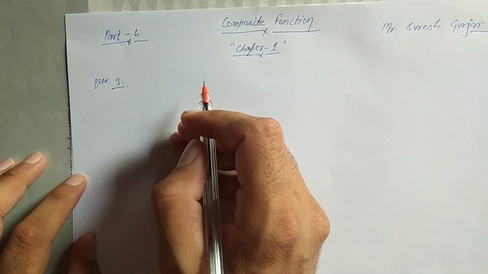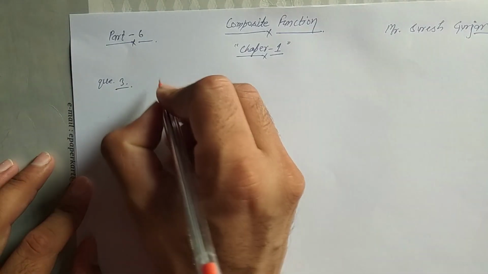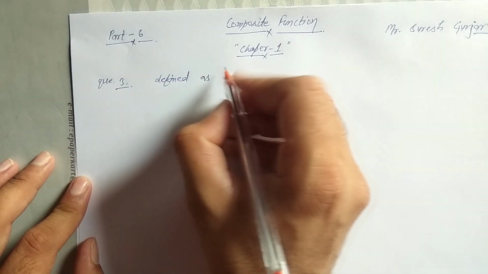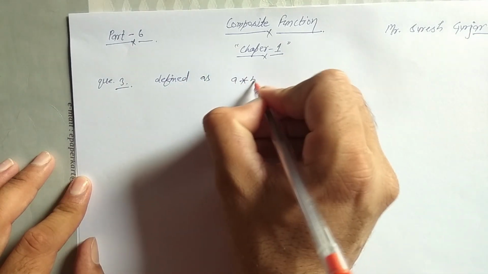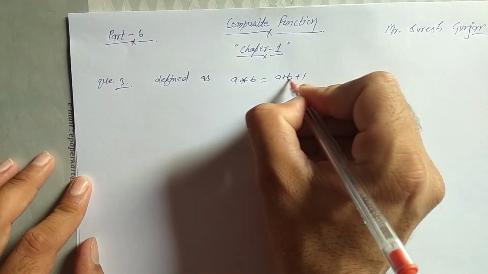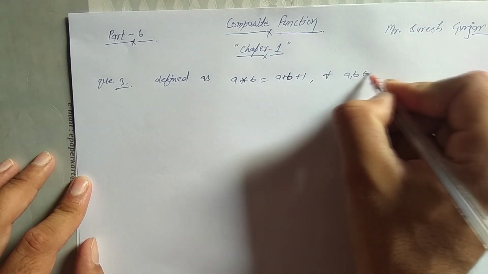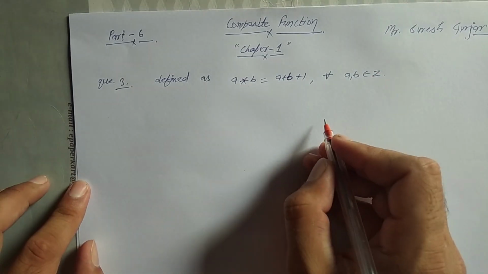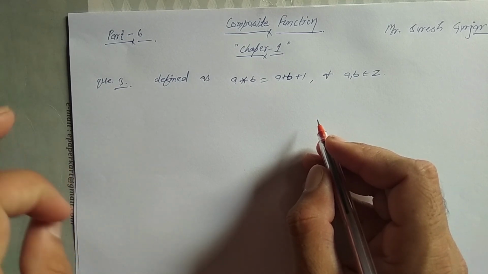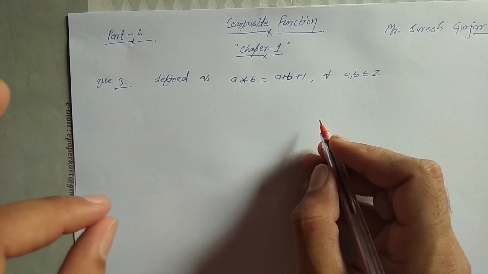Question 3. If star be an operation on Z defined as A star B equals A plus B plus 1 for all A, B belongs to Z, then prove that star is commutative and associative. Find its identity element. Also find the inverse element of any integer in Z.